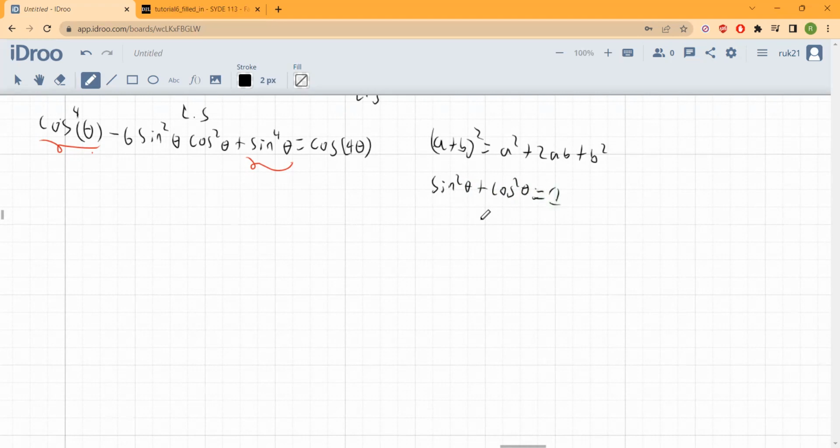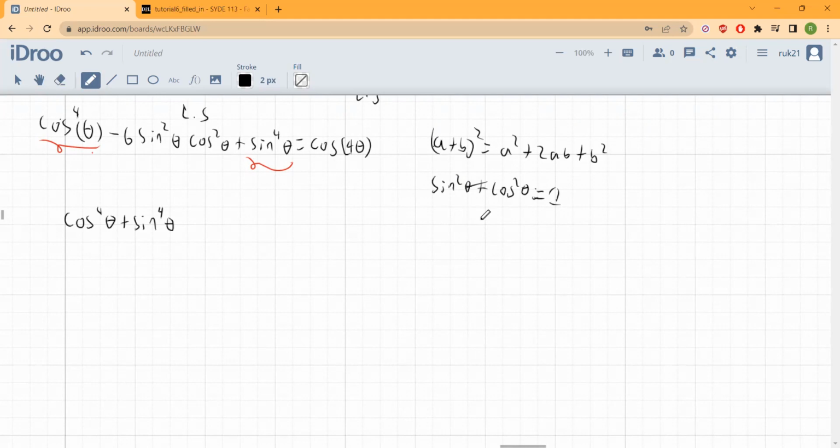So in essence, we're going to try to manipulate cosine to the power of 4 theta plus sine to the power of 4 theta to somehow get it to be sine squared theta plus cosine squared theta so that it equals 1. And if it equals 1, then that makes our life a lot easier. So that's what we're going to do. We're going to somehow manipulate cosine 4 theta plus sine 4 theta to simplify it to 1.